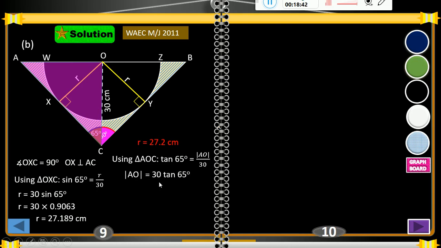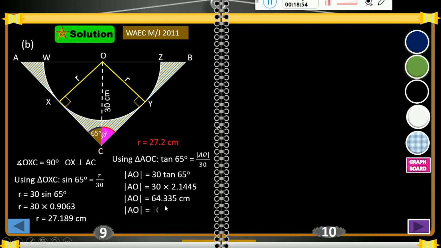So therefore, AO should give us 30 times tan 65. Using a calculator, we find tan 65 as 2.1445. Then we substitute and evaluate. AO is 64.335 centimeters. But we are told that AO is equal to OB. So therefore, AB will give us either 2 times AO or 2 times OB.